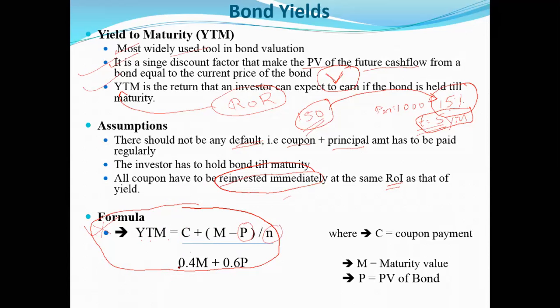These are constants, 0.4 and 0.6. We cannot change them. They have to be remembered as it is. Please understand, it is 0.4M and 0.6P. Most of the students, when they write in the exam, interchange this. They write 0.4 here and 0.6 here, and your answer changes. It has to be written as 0.4M plus 0.6P only. This is the way it has to be written. Are you able to understand the logic here?